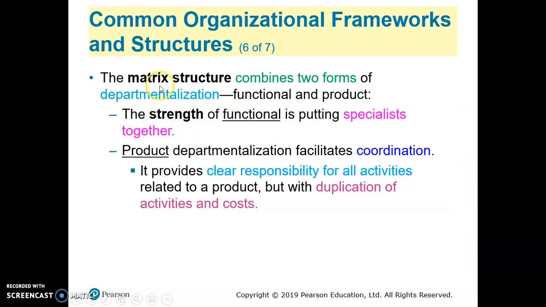So the strengths of matrix structure: first, matrix structures have functional departments, and normally functional departments consist of specialists. So in a matrix, the specialists come together under this structure, and product departmentalization, for example, facilitates coordination. So under a matrix structure, not only are employees specialists, they are also highly coordinated. Products provide clear responsibility for all activities related to the product. So matrix structure consists of functional and products, which means under functional they have all specialists, and under products they are all highly coordinated. That's the strength of the matrix structure.